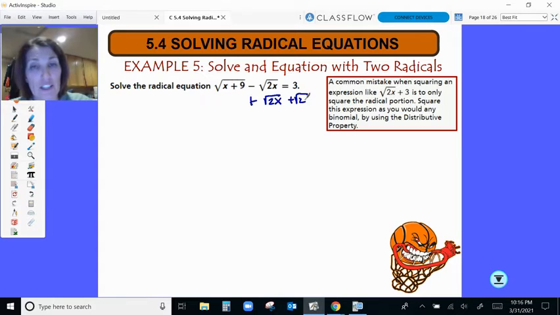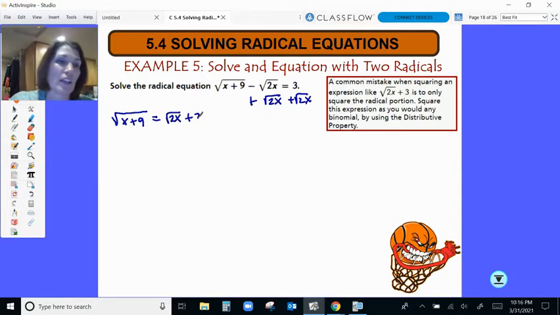You can solve it the way it is, but it gets a little kind of gross to deal with. So, square root of x plus 9 equals the square root of 2x plus 3. Well, what eliminates square roots is squaring, right? So we want to square both sides. We're going to take this side and square it, and this entire side and square it.